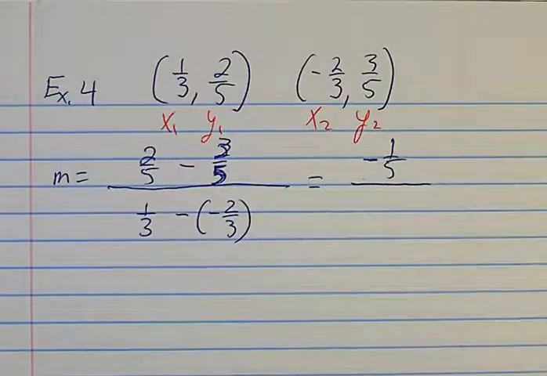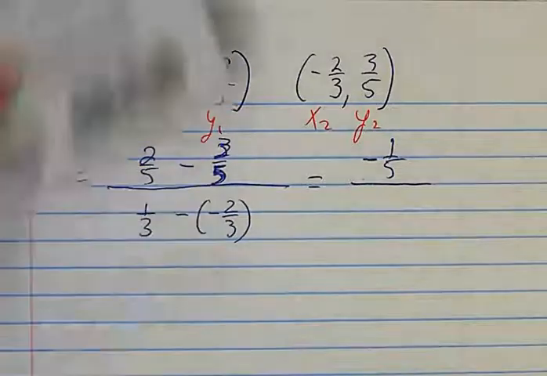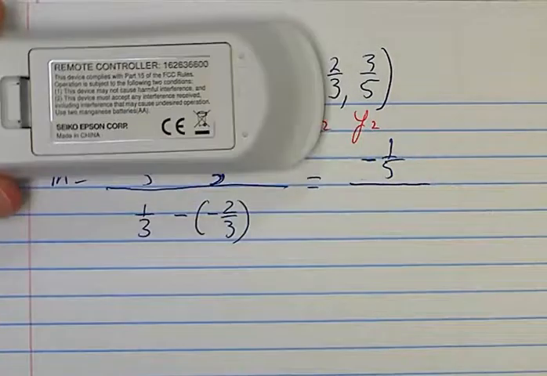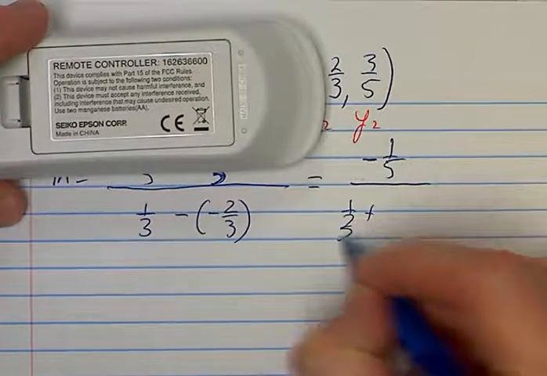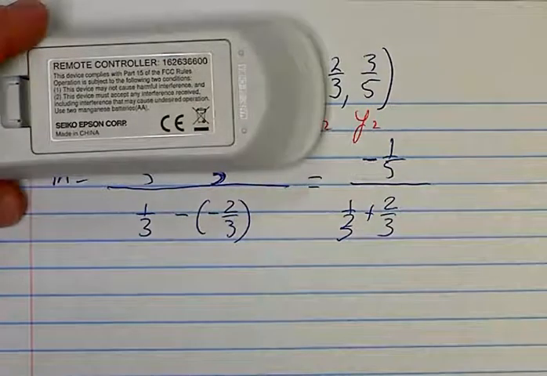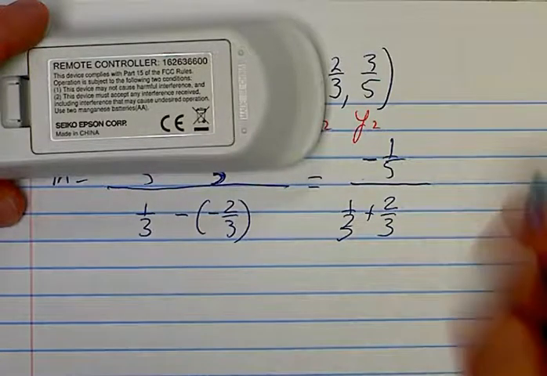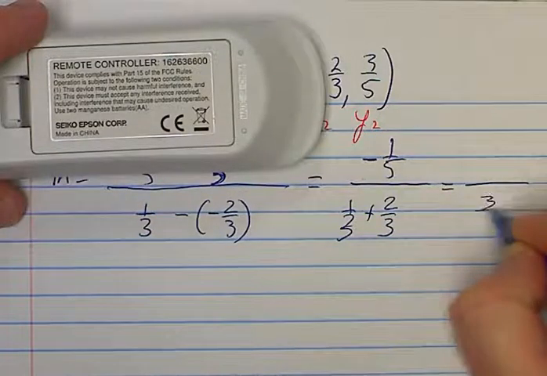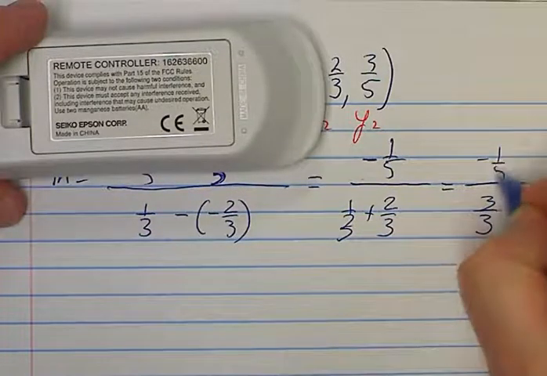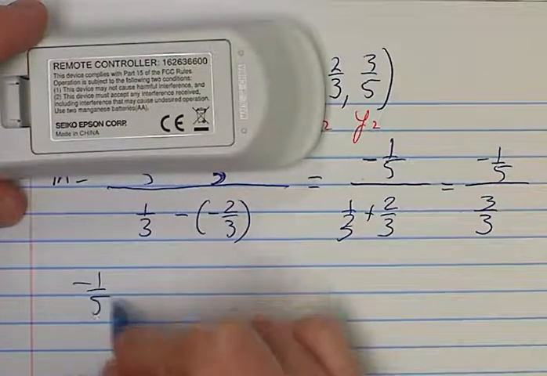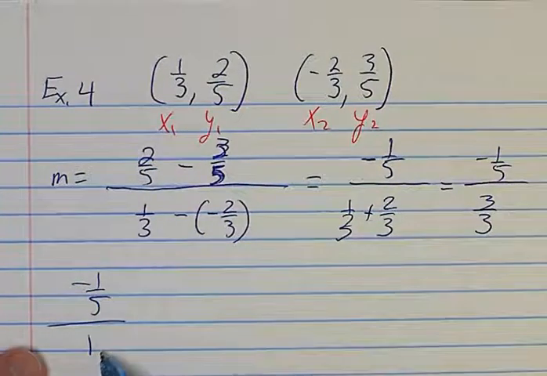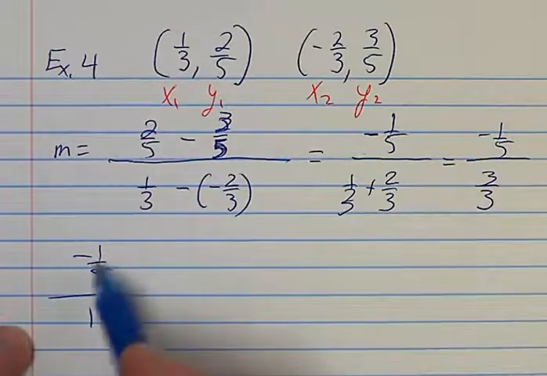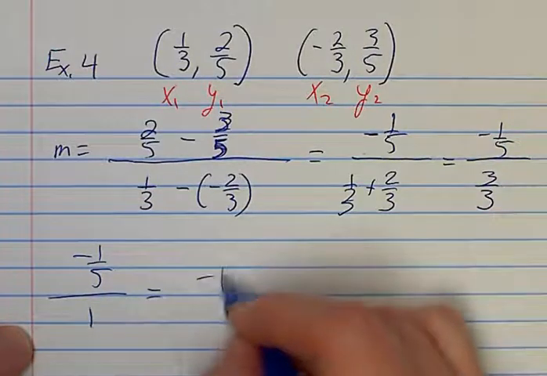Okay, for the bottom part, when you go through that one, covering up the top part, it's 1/3 minus a negative. So first thing is, let's change that to a plus. So it's 1/3 plus 2/3. But what is 1/3 plus 2/3? That's 3/3, which will give you 1. So this is really negative 1/5 over 1. And if you take anything and put it over 1, it doesn't do anything at all to the problem. If it's over 1, you don't need that 1. So that would be just a negative 1/5.